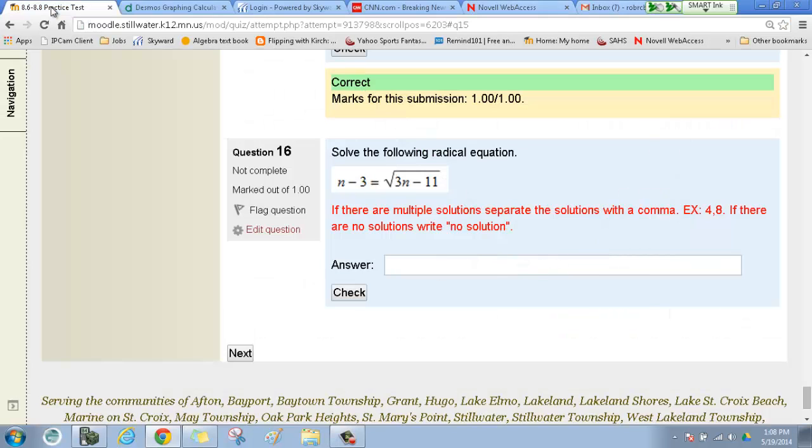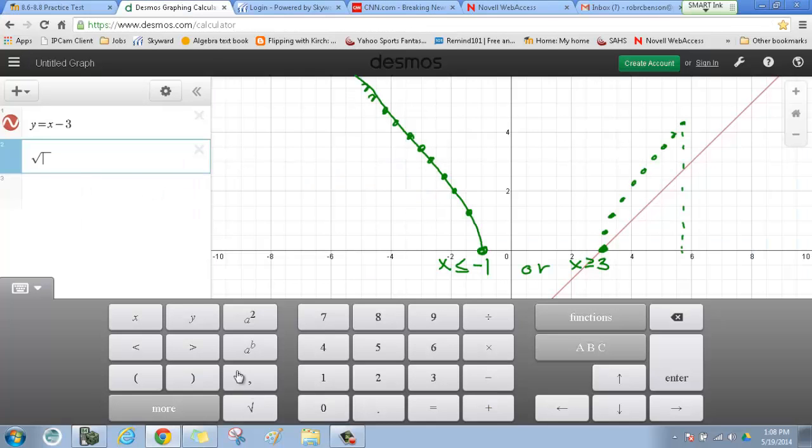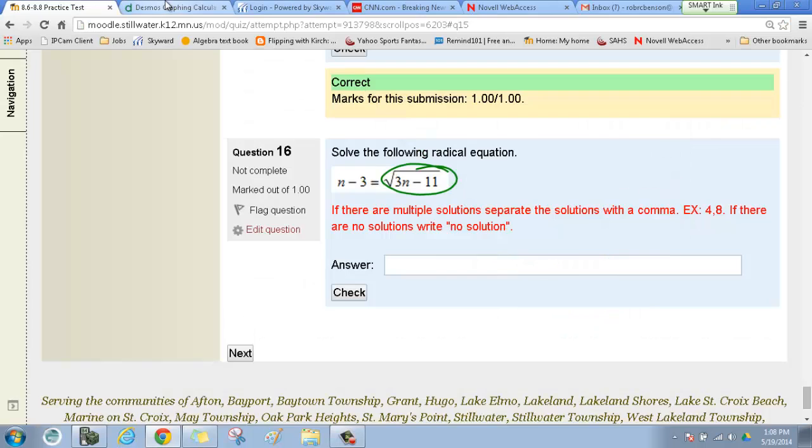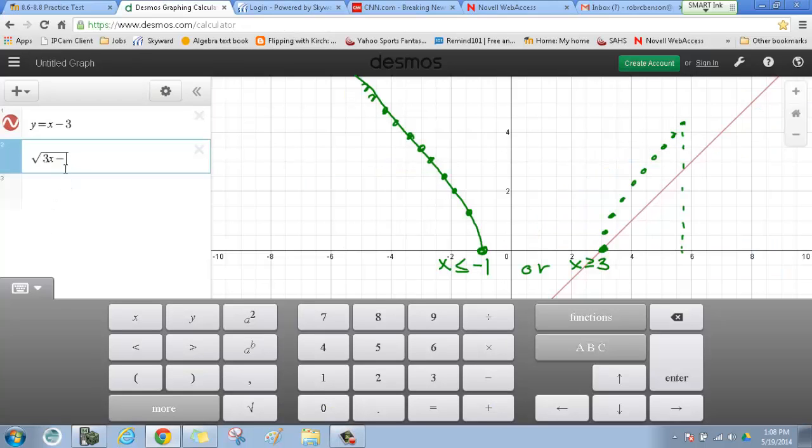And then what we're going to do is take that right side, this square root of 3n minus 1, and put that in Desmos too. And our goal is to see where these cross. We need to figure out where they cross. So square root of 3x minus 2. I believe that's what it was. 3x minus 11.